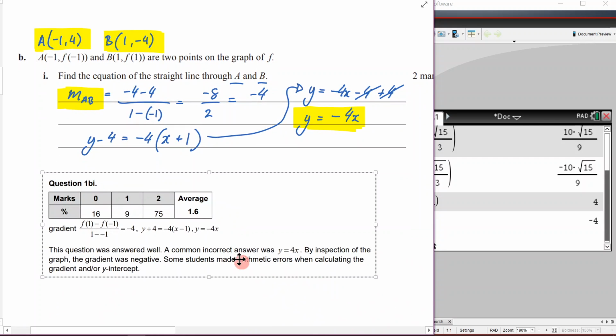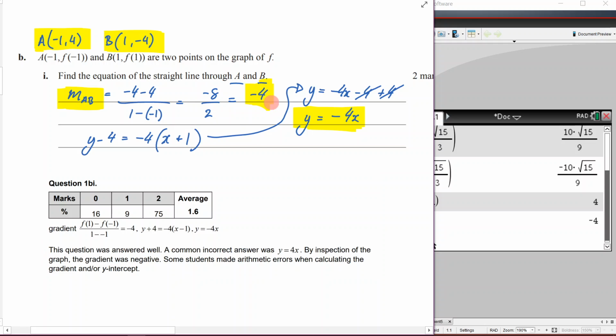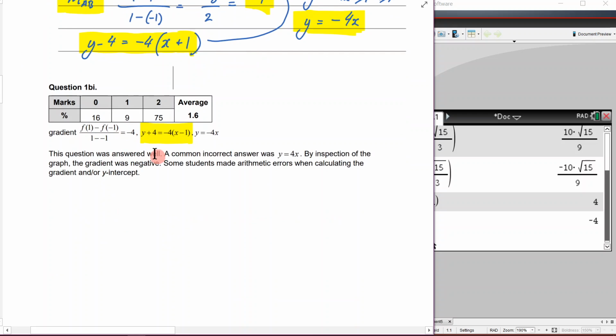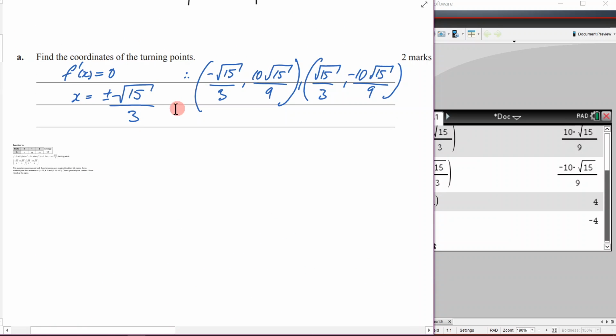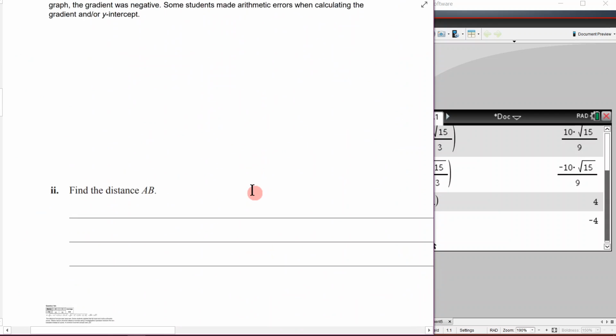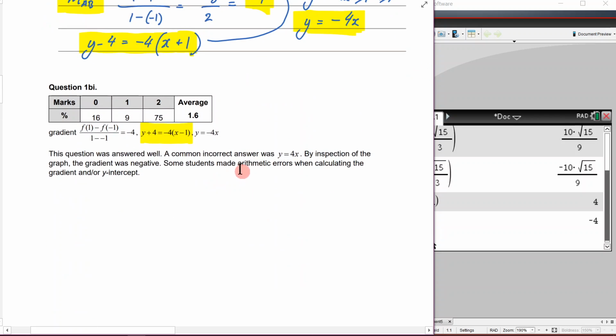As you can see, 75% of people got the full 2 marks. First, we found the gradient to get negative 4, which we found here. And then they used this form, which we did right here. I think they just used the other point, but that's fine. We still got the same answer of negative 4x. It says this question was answered well. A common incorrect answer was y is equal to 4x. So in that case, they forgot the negative. By inspection of the graph, the gradient was negative. So you could have simply looked up at the graph, drawn in these points, and realized that it's going to be negative. Some students made arithmetic errors when calculating the gradient and or y-intercept.